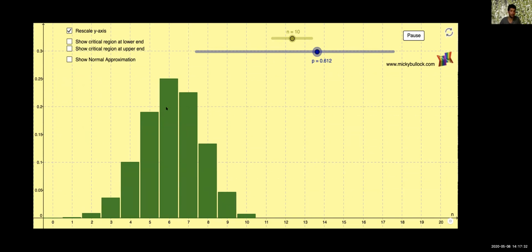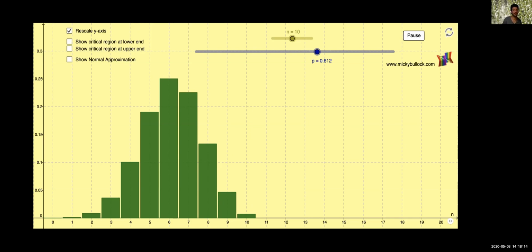So for instance, the height of this tallest bar is showing me the probability of getting 6 out of 10 successes. It looks like just over 25%, right? I'm talking about this bar here. Its height is the probability of getting 6 successes. The probability of getting 10 successes is very low, as we expect. Even though we get success 0.612 of the time, it's still hard to get 10 in a row. So it's visualizing this distribution.